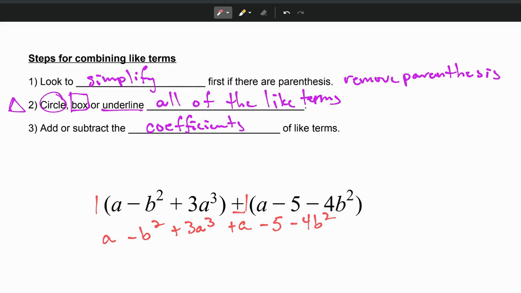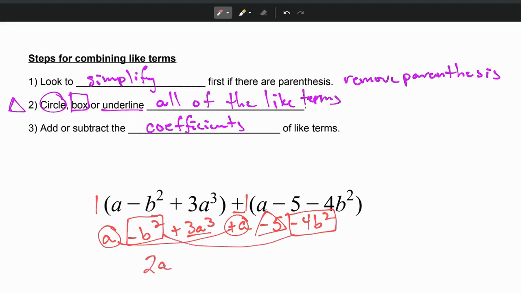Now we want to go through and combine our like terms. So we'll start off. We have a's. Let's put a square around the b squareds. Notice how I'm also marking the sign in front of it. That's a negative b squared, that's a negative 4b squared. And then we have 3a cubed, but there isn't another one of those. And I'm going to use a triangle here to show that one, negative 5. So we combine all our same shapes. We have an a and an a, so that gives us 2a. We have a negative b squared and a negative 4b squared, which gives us a negative 5b squared.